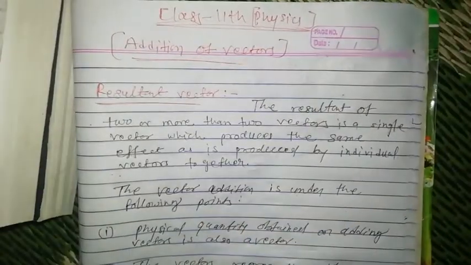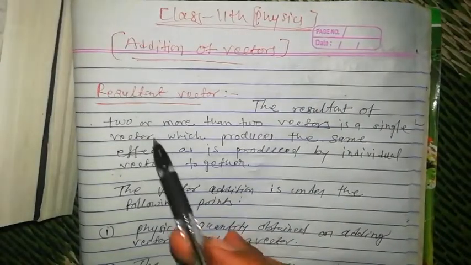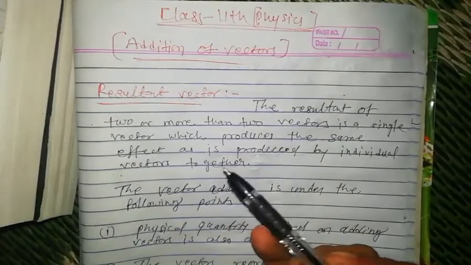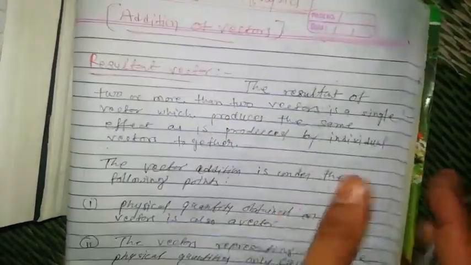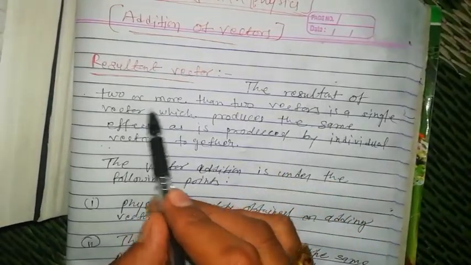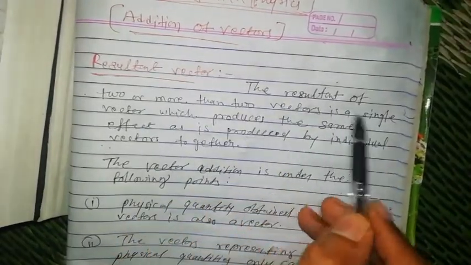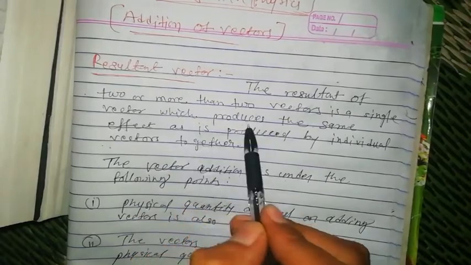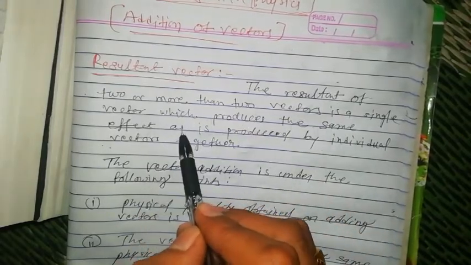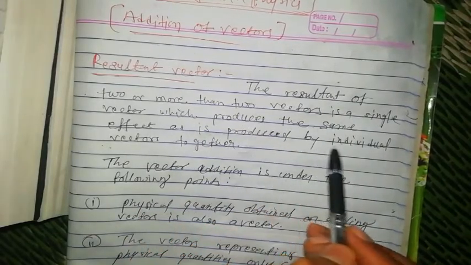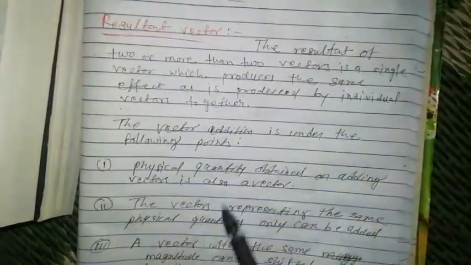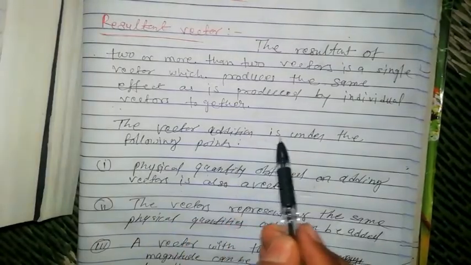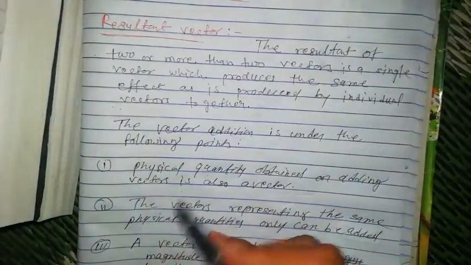हेलो स्टूडेंट, क्लास 11 फिजिक्स, एडिशन ऑफ वेक्टर्स, सदिशों का योग। रिजल्टेंट वेक्टर: the resultant of two or more vectors is a single vector which produces the same effect as is produced by the individual vectors together. Now the vector addition is under the following points.